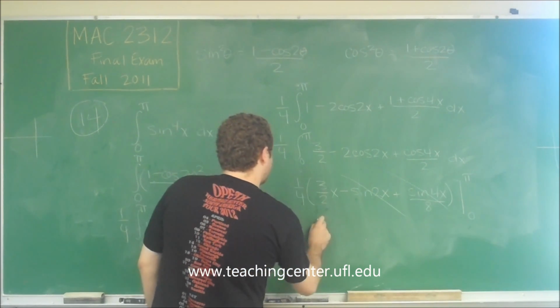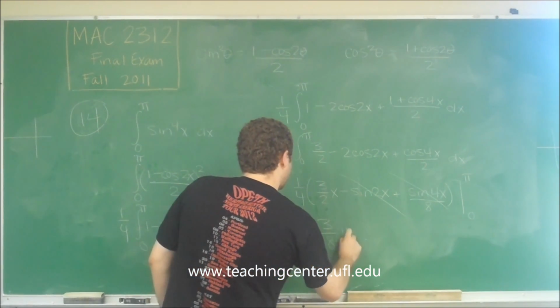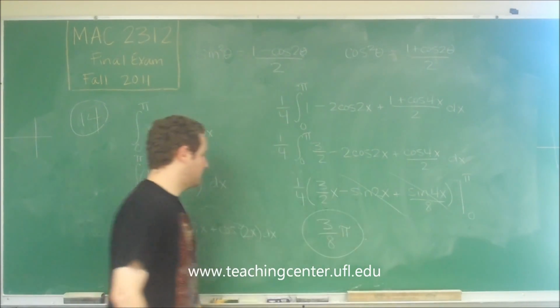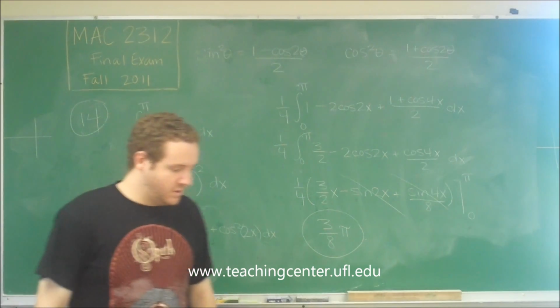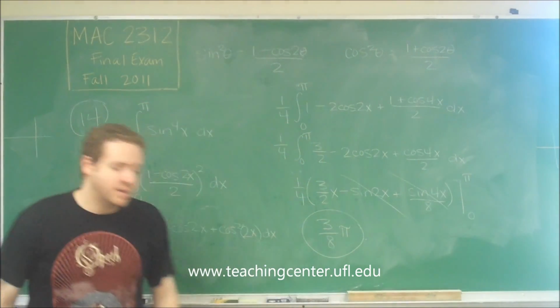So what do we get? We get 3 over 8 pi as our final result of this definite integral. And that is on your answer key as letter C.